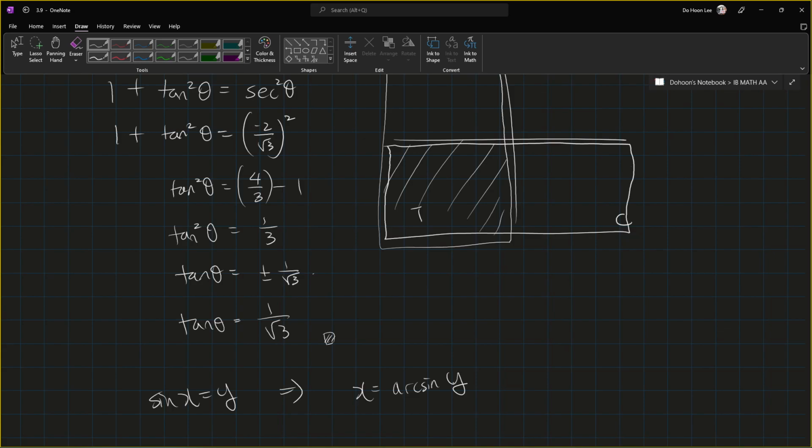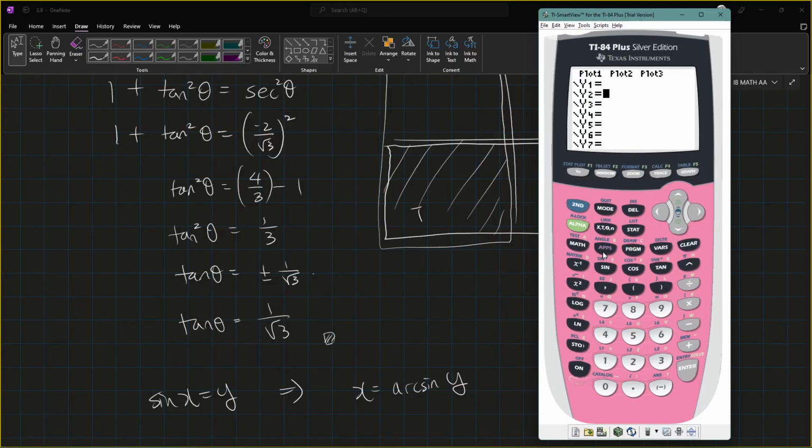Let's see what the graph looks like first. Over here, let's plot sine x. Obviously, that's what the graph looks like. And then let's try to do the arc sine of x. Ooh, the graph looks kind of weird, right?